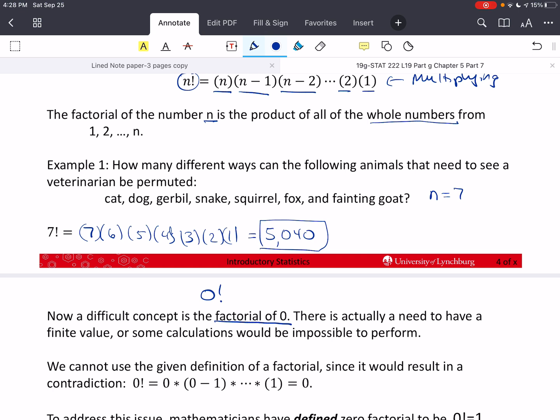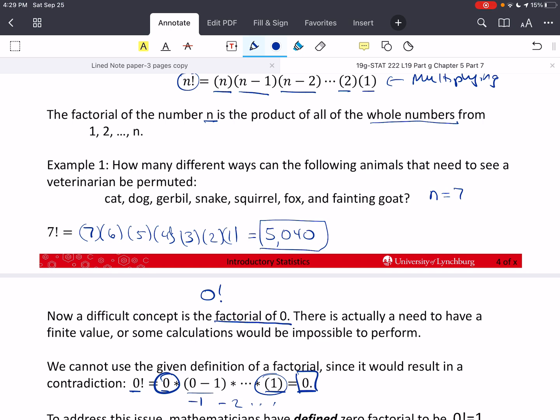We cannot use the definition that we had earlier because it gives us a contradiction. We're supposed to start with n. Well, n is 0, and we're supposed to subtract and keep going down until we get to 1. But if I subtract 1, this is negative 1, and then I'd have negative 2. I'd never get here. As an old joke used to say, you just can't get there from here. Okay? And if I start with 0 and multiply all these things, I'm going to end up with 0. And I just said we can't have that as the definition.